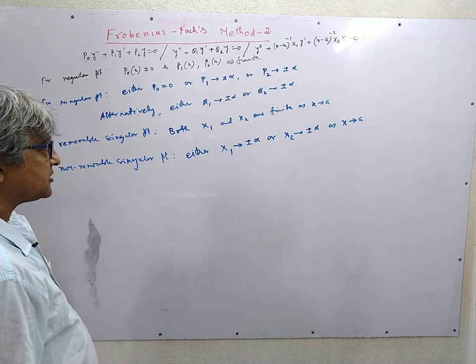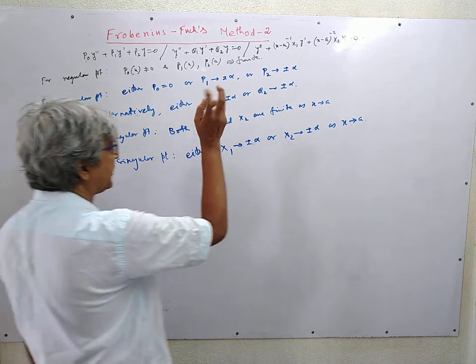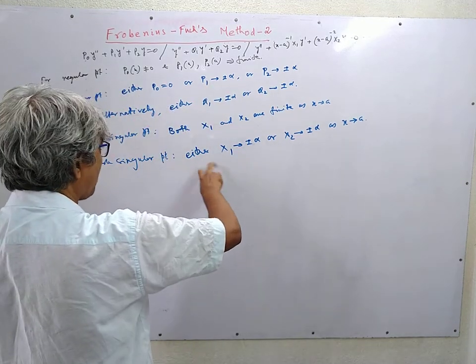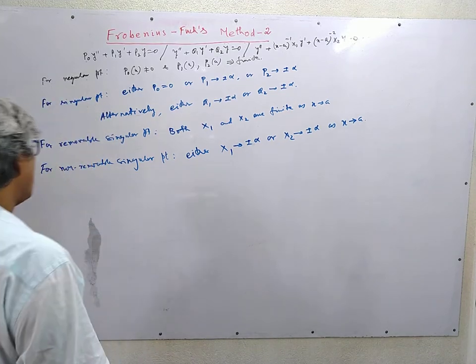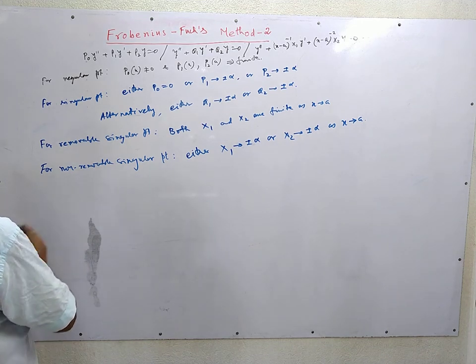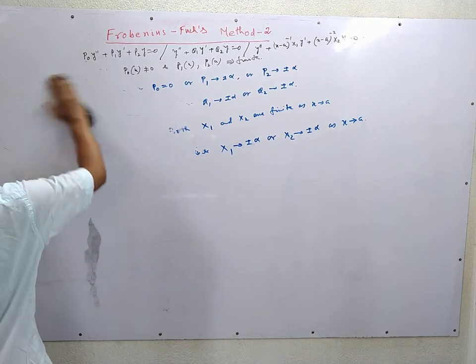For a removable singular point, to carry out the singularity analysis, that is, to find the type of singularity, we define functions X1 and X2. For a removable singular point, X1 and X2 are finite. If not, then either X1 or X2 is infinite, and it is a non-removable or essential singular point. With this knowledge, we first consider the Legendre differential equation.